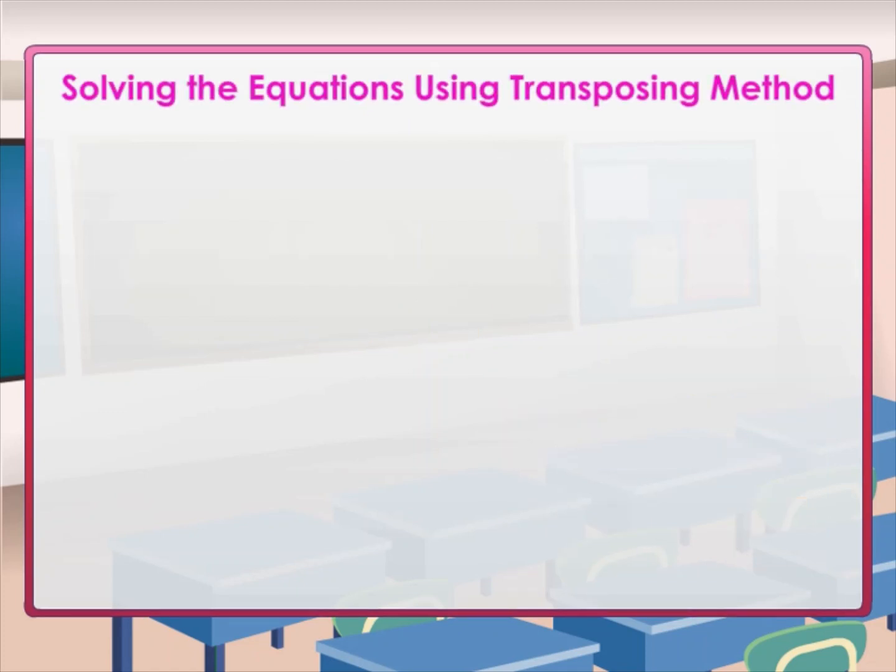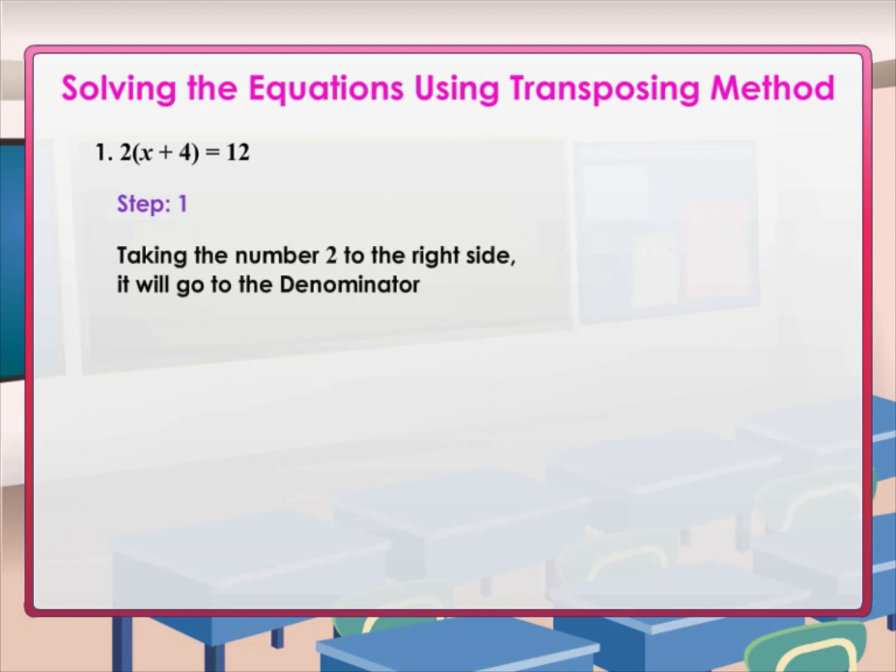Solving the equations using transposing method. Using this method, let us solve a few problems here. Step 1. Taking the number 2 to the right side, it will go to the denominator.